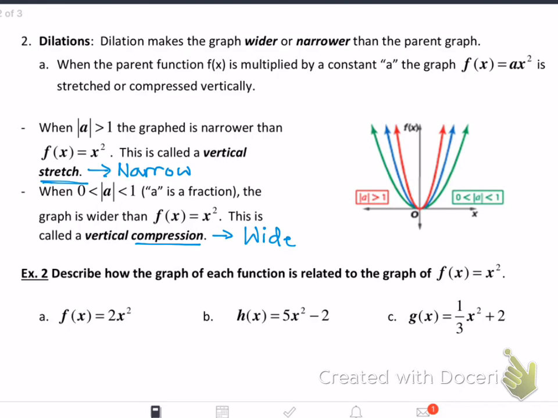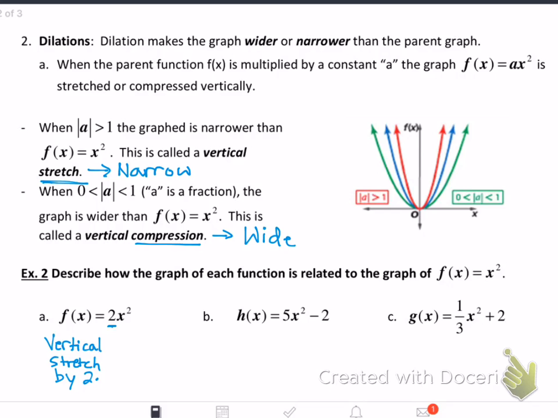So again, if we look at these three down here, it says describe how the graph of each function is related to the graph of f of x equals x squared. I'll do a and b together. For a, 2 times x squared. This 2 is bigger than 1, therefore it is a vertical, what was the term? Vertical stretch by 2. So I am including the number there.